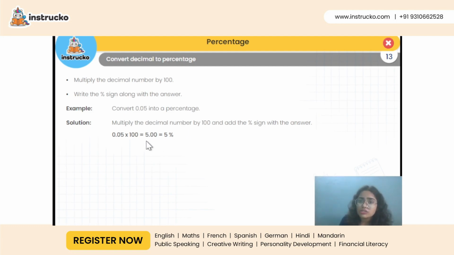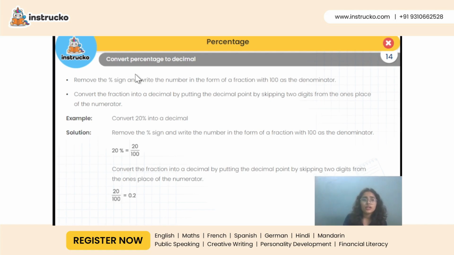So now the answer was 5.00 and you wrote a percentage sign in front of it, and that is your answer. So 0.05 in decimal form equates to 5% in percentage form. Did we understand that? Let's understand how to do the reverse of it.